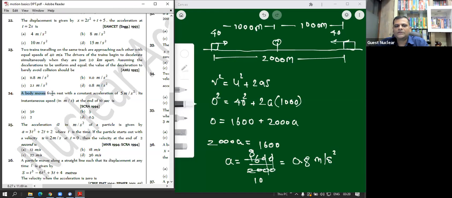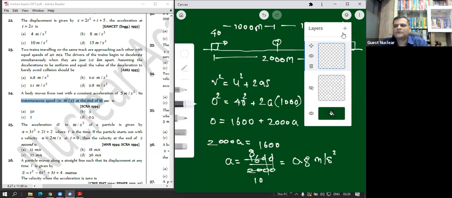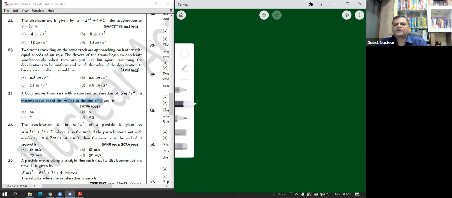Okay, the body moves from the rest with a constant acceleration of 5 meter per second square. Its instantaneous speed at the end of 10 seconds is, just we can find out using the kinematical equation. Which kinematical equation will be useful here? Yes, type it in the chat box. Which kinematical equation we will use here?